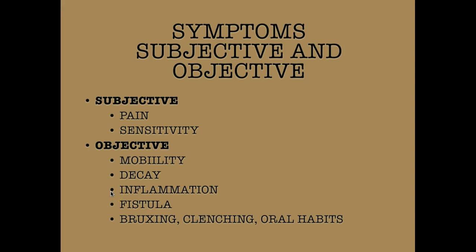Inflammation at the gingiva and periradicular area. The patient may actually have some experience and report on that. A fistula, we're going to look at that in a moment. A fistula is a canal by which infection can make its way to the surface of the tissue. It looks like a blemish or, quite frankly, a pimple. We'll look at that in a moment. Or the patient could report bruxing, clenching, or oral habits.